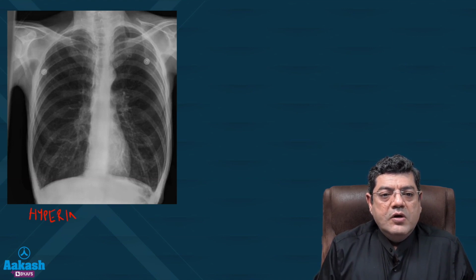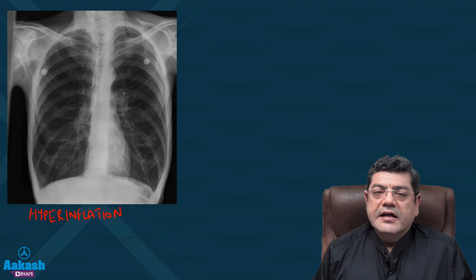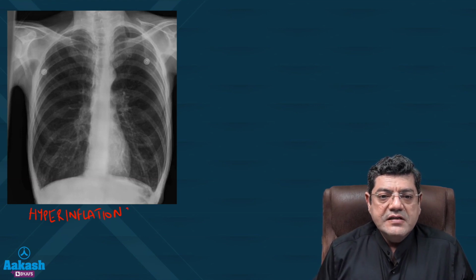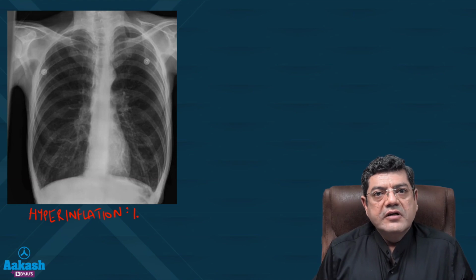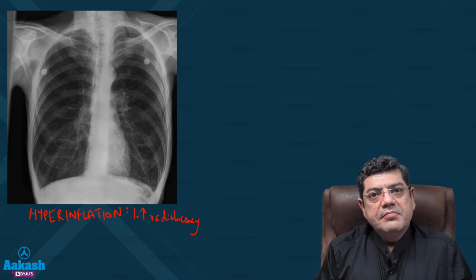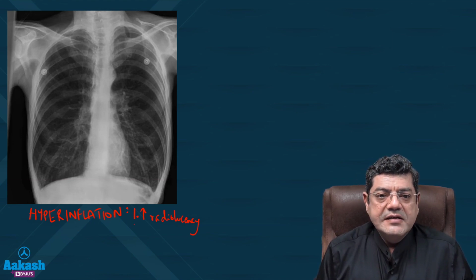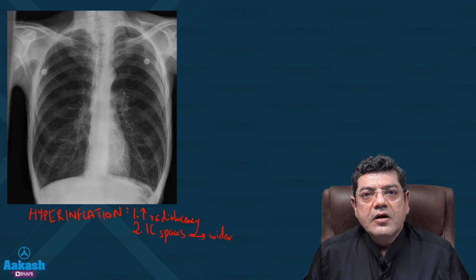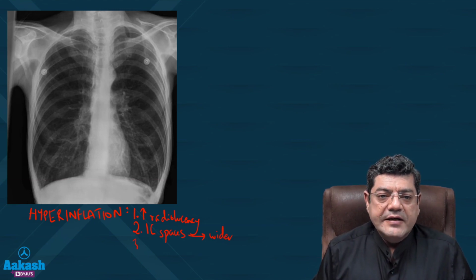Right? What are the objective evidences that suggest that there is hyperinflation? The first thing that is immediately obvious without looking at any further detail is the increase in radiolucency. The vascular markings are less prominent, and that implies an increase in radiolucency. Besides this, you will see that the intercostal spaces, when you go into more detail, are wider. Two ribs are more wide apart than in the normal X-ray.